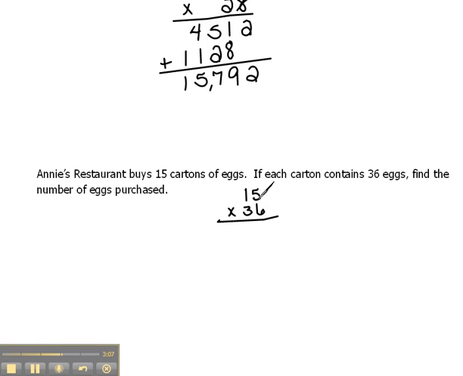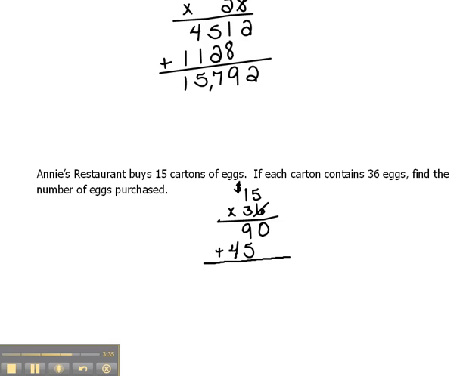So 6 times 5 would be 30. We'll drop the 0 and carry the 3. 6 times 1 would be 6, plus 3 is 9. Now we're done with the 6, we move to the 3. And remember, we're going to start writing our answers in that column. So 3 times 5 would be 15. We'll drop our 5, carry our 1. 3 times 1 would be 3, plus 1 is 4.